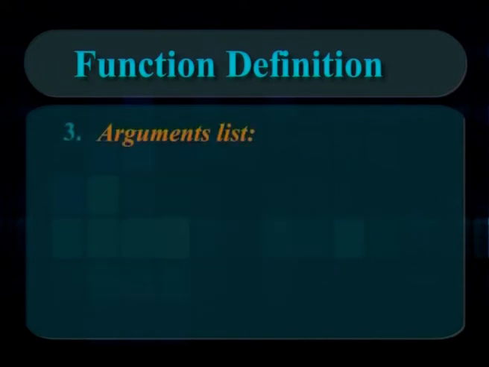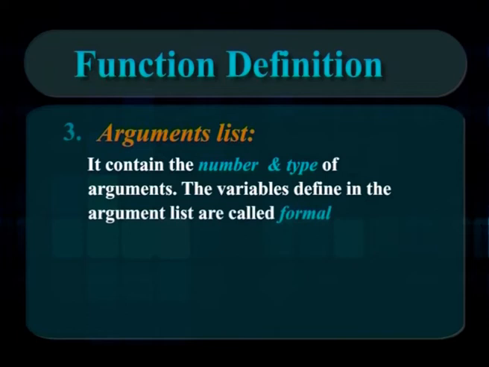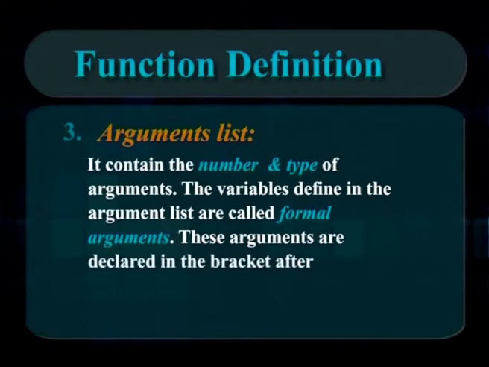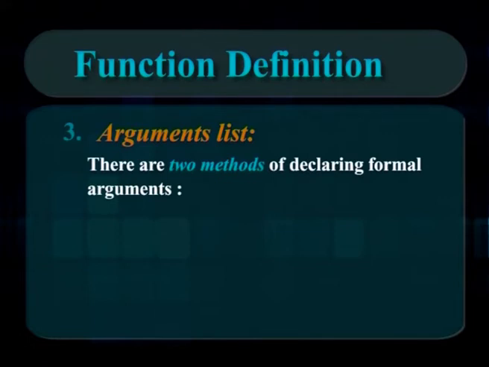Next we have to give the arguments list. The argument list contains the number and type of arguments. The variables defined in the argument list are called formal arguments. These arguments are declared in the bracket after the function name. There are 2 methods of declaring formal arguments.